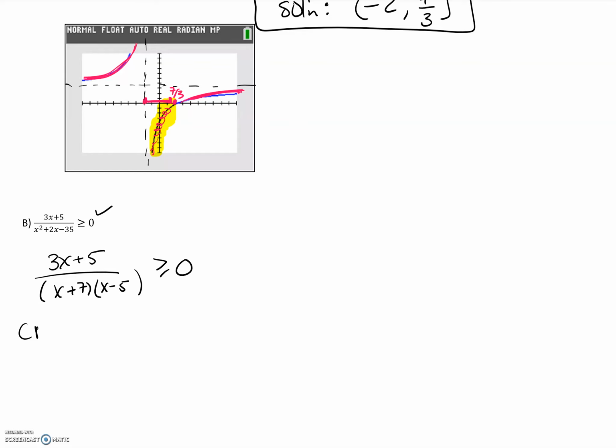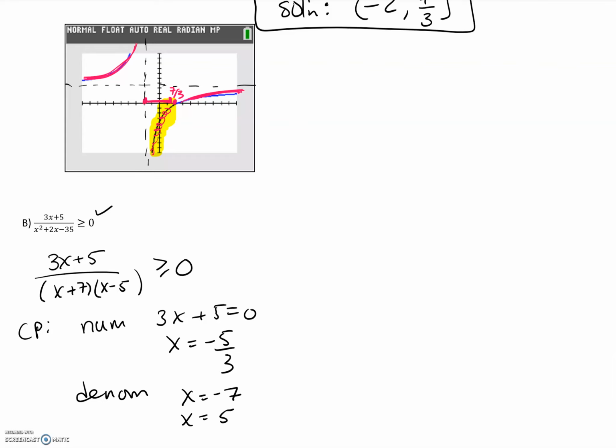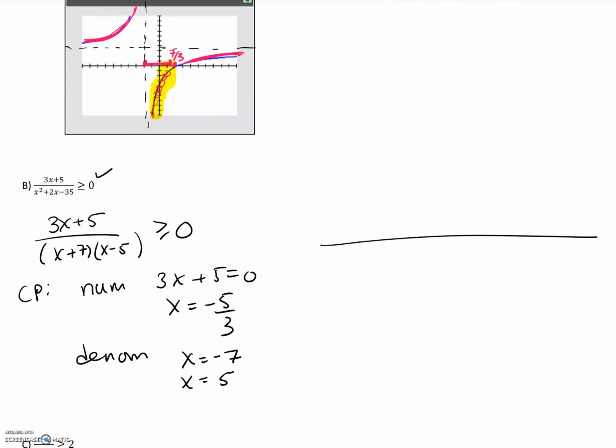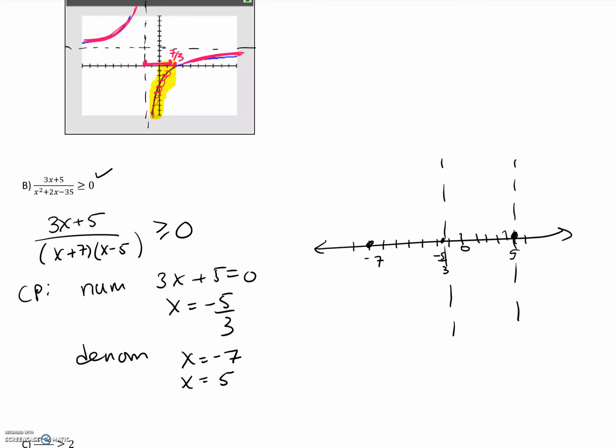Now the critical points, again, from the numerator, I have 3x plus 5 equals 0, which means x is negative 5/3. And from the denominator set to 0, I have negative 7 pop out and also a 5 pop out. So my critical numbers are going to be jotted down. So I've got negative 5/3 to the left of negative 1. I've got negative 7 and 5.